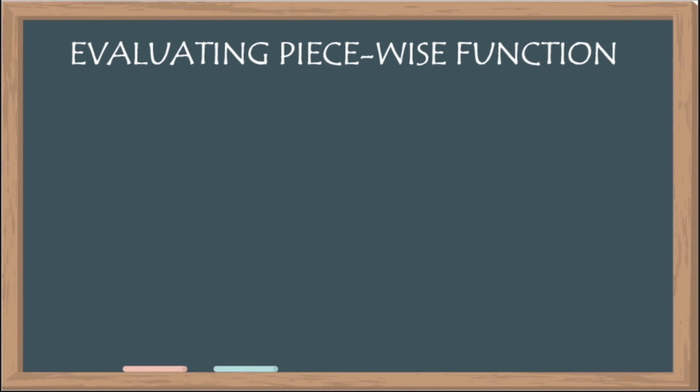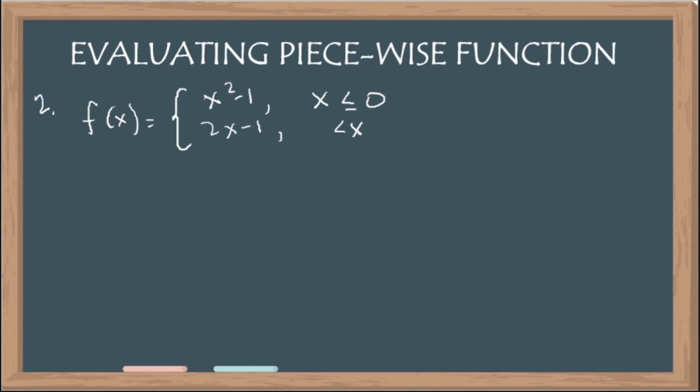Now, let's have, for example, we have number 2, f of x is equal to, let's say, x squared minus 1 if x is less than or equal to 0. Then we have 2x minus 1 if x is greater than 0 but less than or equal to 5. Then we have 3 if x is greater than 5. Okay. Now, kailangan maintindihan muna natin itong inequalities dito sa right side.